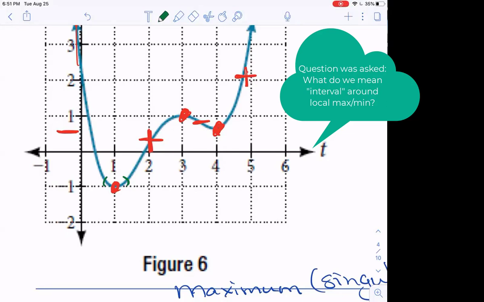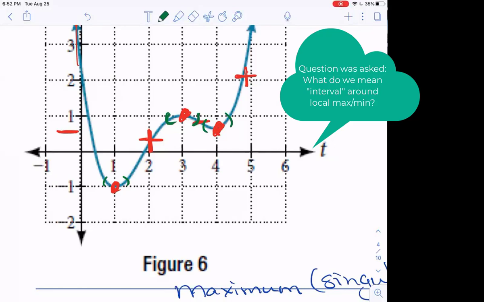At x equals 3, it's not the highest point of the graph because we're going up towards infinity, but it is definitely the highest point among the points around it. So within an interval. So same thing here at 4. It's a local min because it's the lowest of the points around it, but not the lowest of the entire graph. So that's what we mean by locals. They're like little local vertexes almost, if you will.